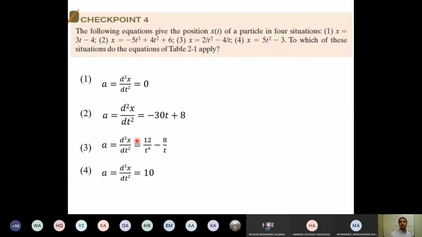But if you look at 2 and 3, they are time dependent. Meaning if you have 1 second, then you will have one kind of answer. If you have 2 seconds, then you will have a different kind of answer. So with each passing period of time, the acceleration will be different. So therefore, we cannot use the equations in table 2.1 for the situations given in 2 and 3. Those equations are applicable for situations 1 and 4.